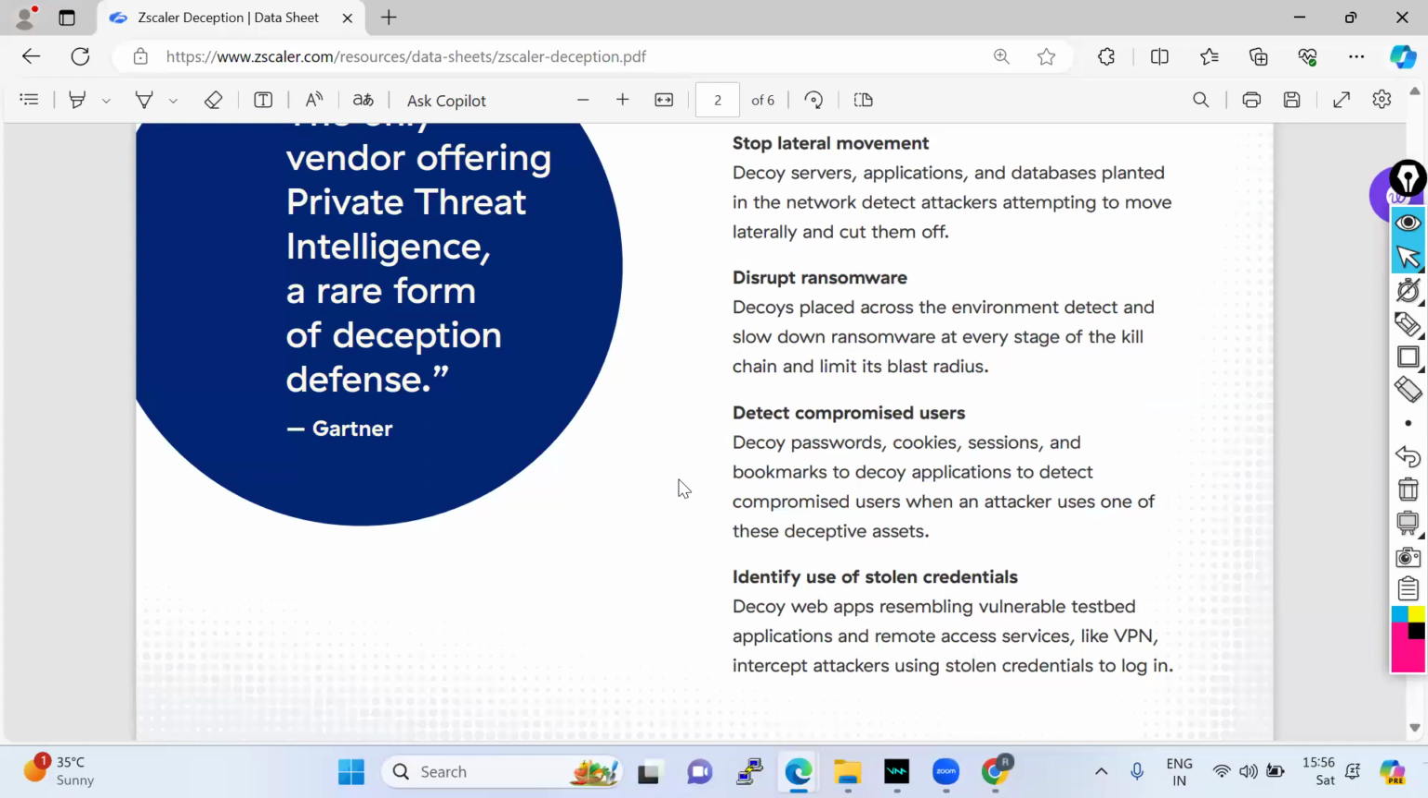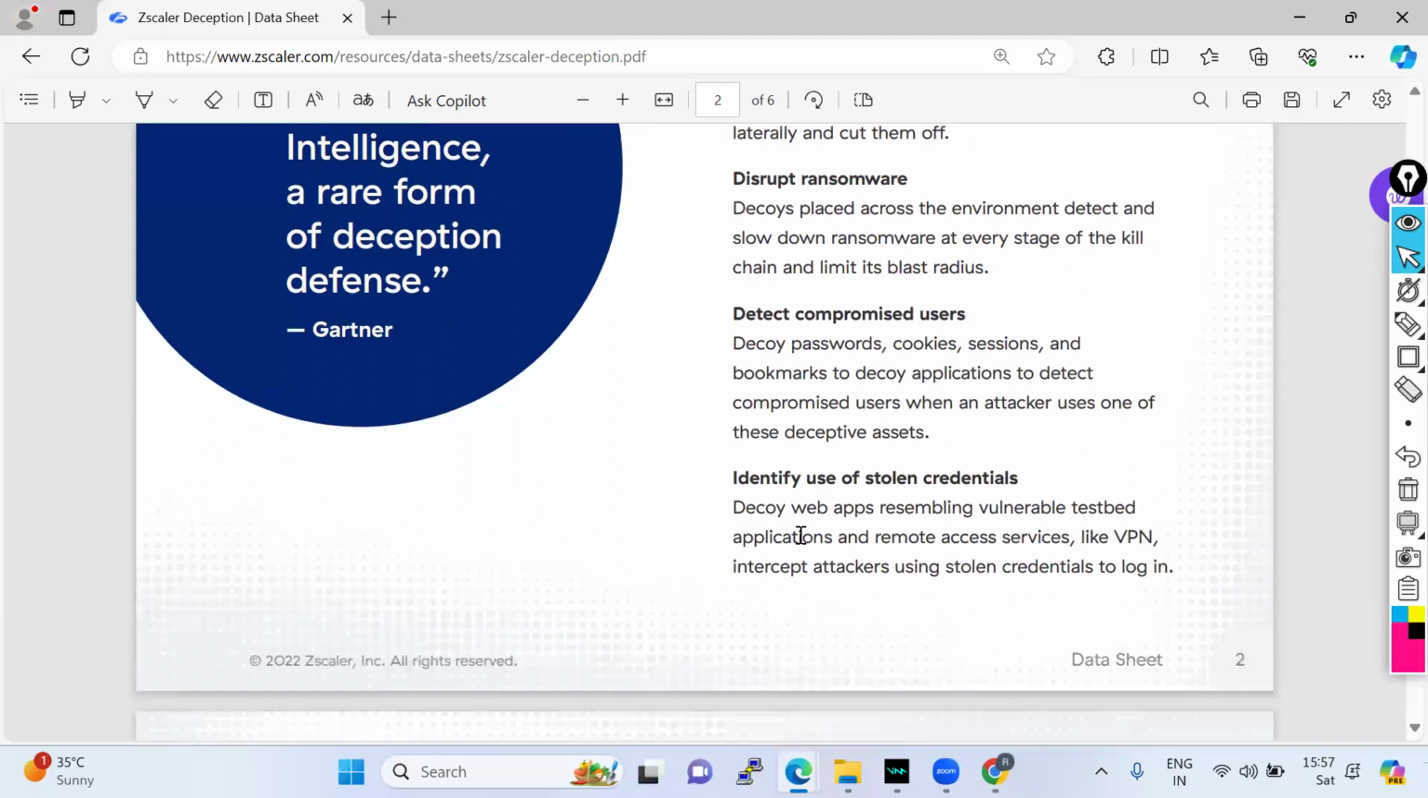Password is one of the ways. By using this password, attackers are going to attack your systems. Cookies are a way, sessions are a way, bookmarks are a way. So every place where compromise is possible, they are going to deploy decoys. And the decoy holds that much information, so anything that touches the decoy, it is going to lure them, capture them, report them, and kill them. So you can see, identify the use of stolen credentials.